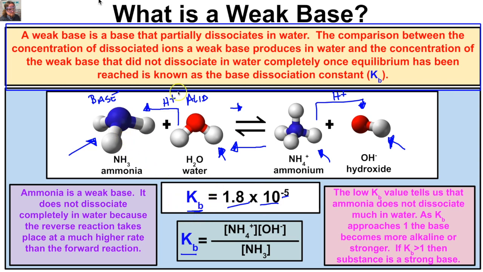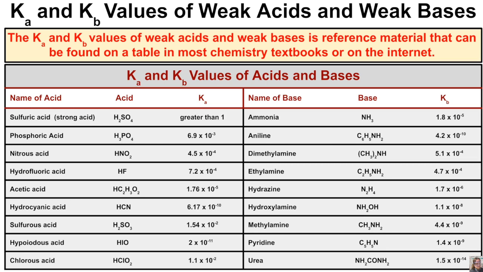So understand that concept of weak acids versus weak bases. Let's take a look now at a table of weak acids and weak bases, Ka and Kb values, and then go ahead and apply that to several different problems. And so what we're looking at here is a table of Ka and Kb values of weak acids and bases. The Ka and Kb values of weak acids and weak bases are generally reference material that can be found on a table in most chemistry textbooks or on the internet. Alright, so if you take a look on the internet and Google this, this is what you might see.